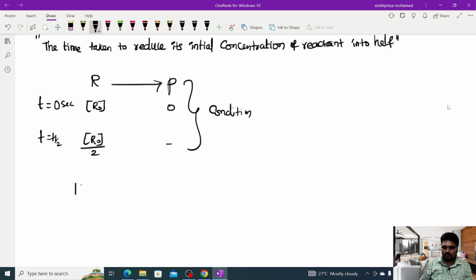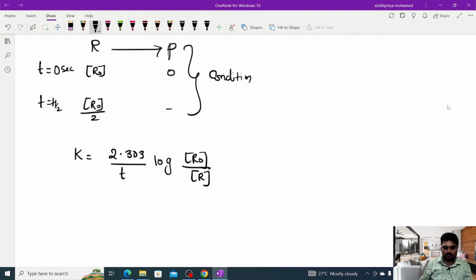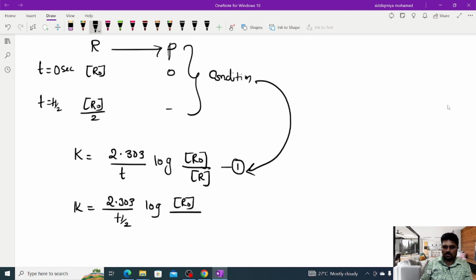So here we have the K formula: K equals 2.303 by T log R naught by R. R naught means initial concentration, R means final concentration. It is equation 1, let us say. Now we put these conditions in the first equation. K is equal to 2.303 by time, and time is T half, log of initial concentration R naught over the final concentration, which is R naught by 2. Why? Because the initial concentration is becoming half, right?